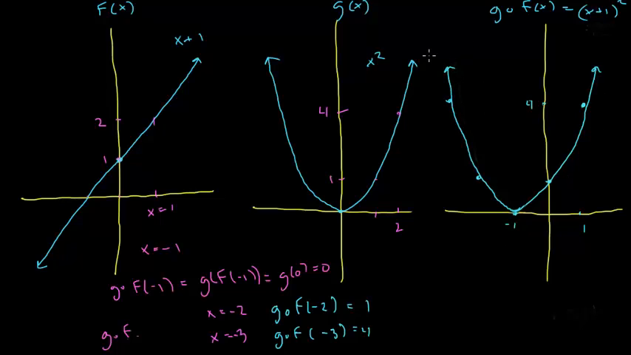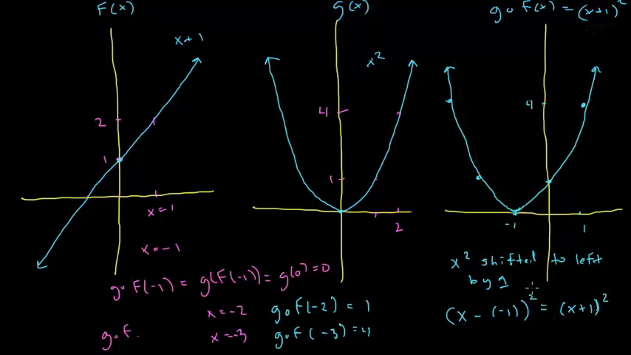Now let's look at the formula for this parabola. Notice that's the function x squared shifted to the left by 1. And the formula for that, of course, is x minus negative 1 squared, which is x plus 1 squared. But wait a minute, that's exactly what we would expect, because x plus 1 quantity squared is g composed with f of x. So you can see you can actually visually analyze how composing these two functions will give you that new function.